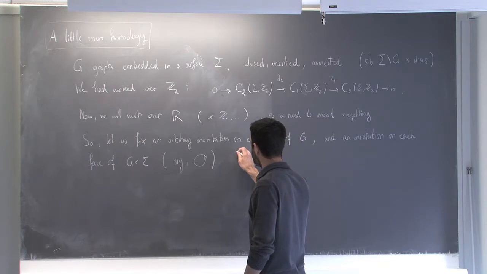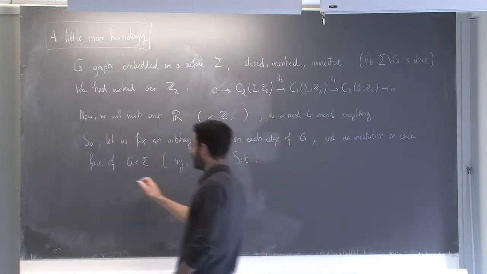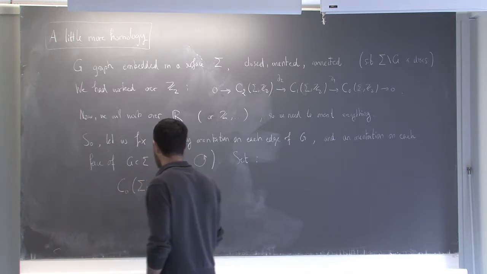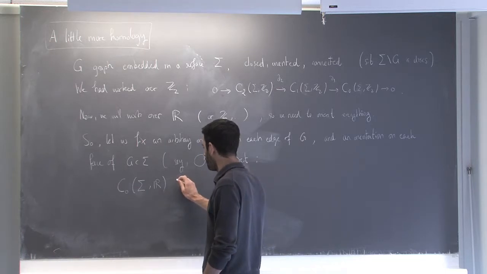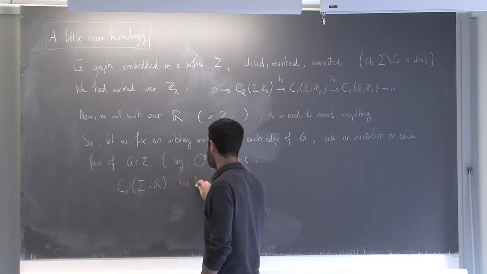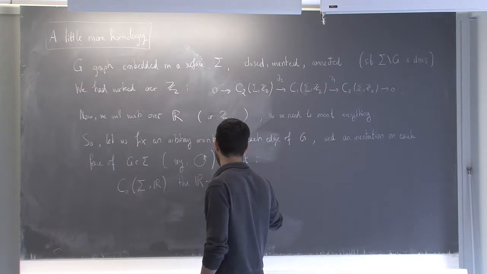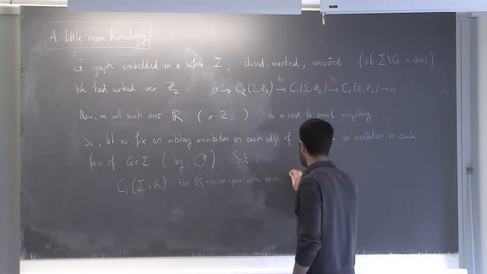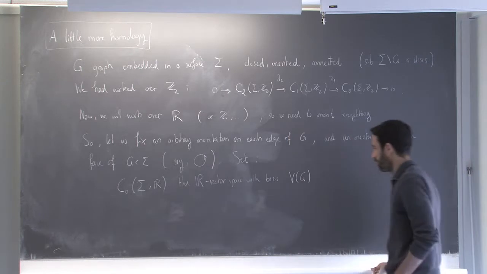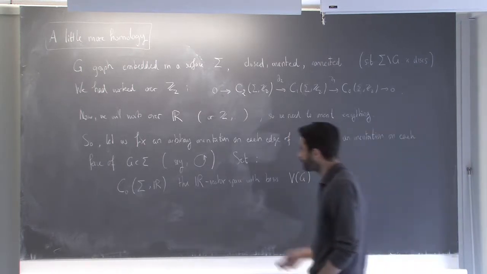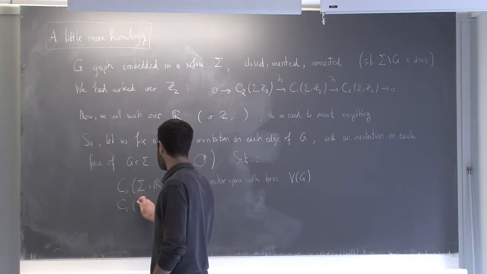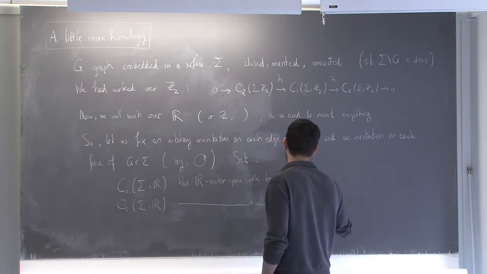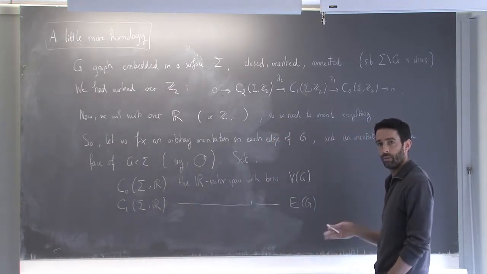Now let's define our set. I will write C0, so let's write sigma for Anthony. This will be the R vector space, the real vector space, with basis the set of vertices of the graph. Then I will write C1, the R vector space with basis the edges, but now we remember that each of them is oriented.